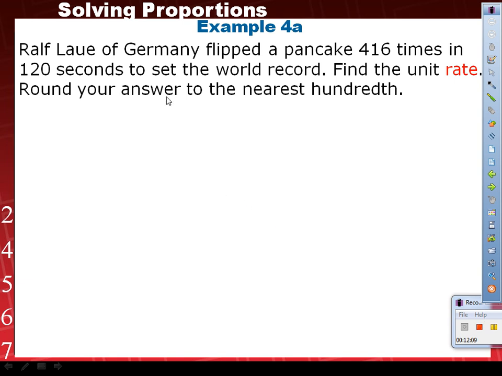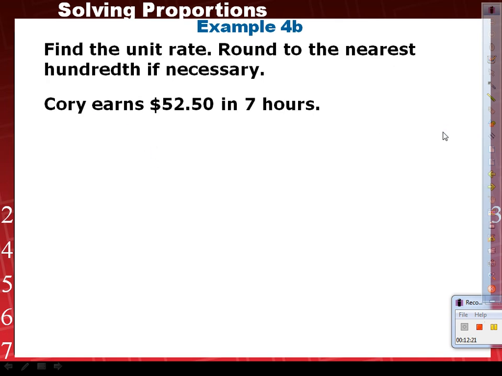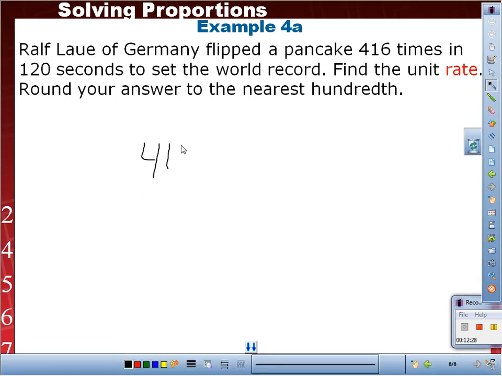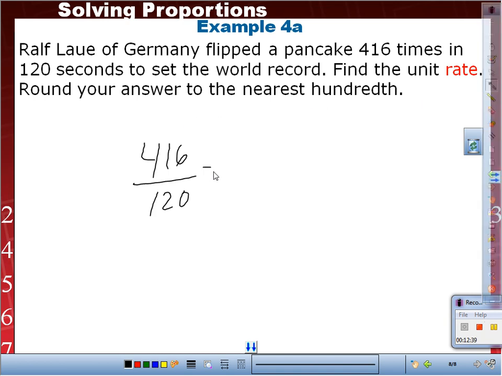Look at this one. It says, Ralph Lau of Germany flipped a pancake 416 times in 120 seconds. Can we set up a ratio for that? Yes. So the ratio would be 416 over 120. Yes? To set the world record, find the unit rate and round your answer to the nearest tenth. Okay? So 120 seconds. What would be a unit rate for that? Instead of 120, it's a what? A 1. So then we need to find how many times he flipped it in that time.